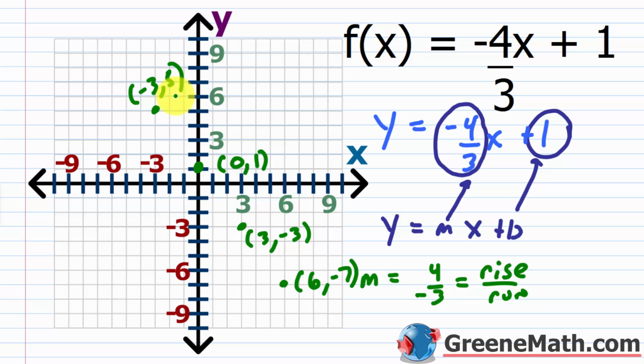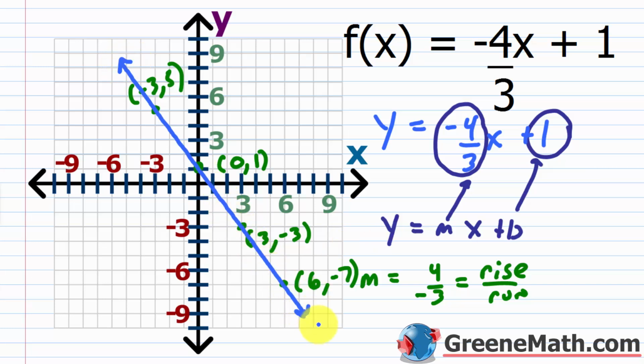I've already checked them. I know they work. So it's up to you if you want to pause the video. Again, you'd plug in a -3 for x, verify you get 5 for y. Plug in a 0 for x, verify you get 1 for y. Plug in a 3 for x, verify you get -3 for y. And plug in a 6 for x, verify you get -7 for y. Okay, so now all we want to do is just draw our line through these points.